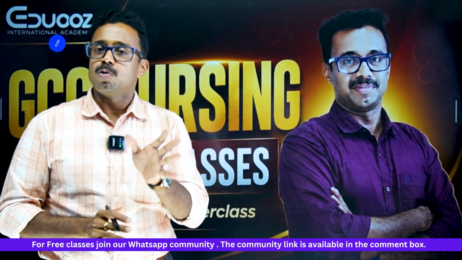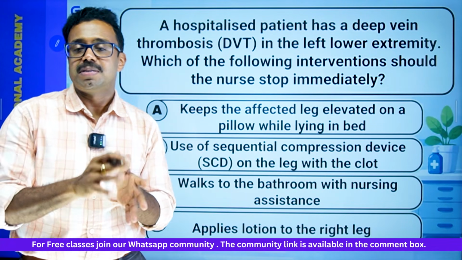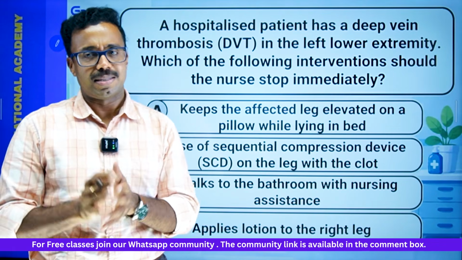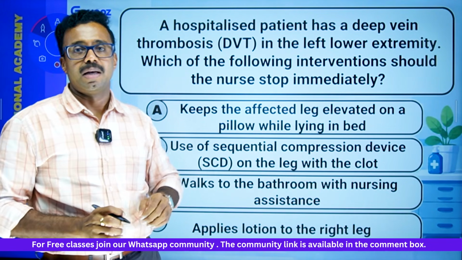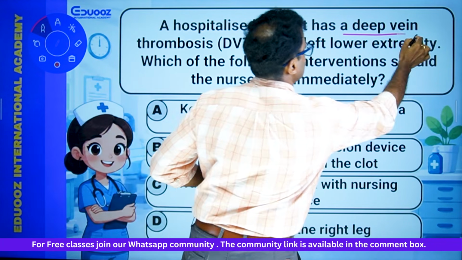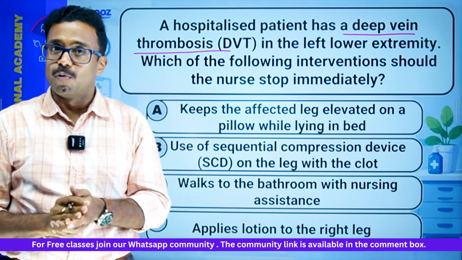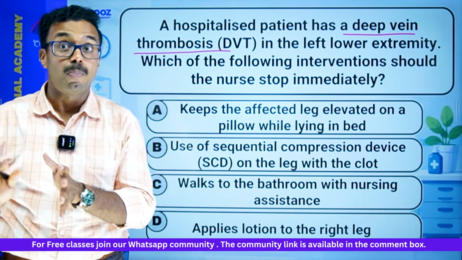So let me first read the question, and next we will discuss in detail about this disease condition with the help of an animation video, and then we'll go to the answer. So first we'll see the question. The question states like this: a hospitalized patient has deep vein thrombosis in the left lower extremity. Which of the following interventions should the nurse stop immediately?